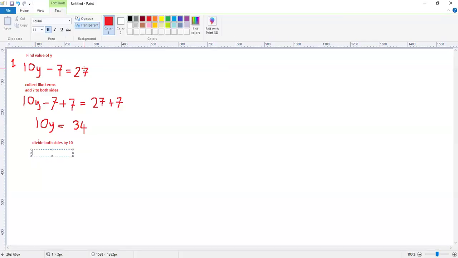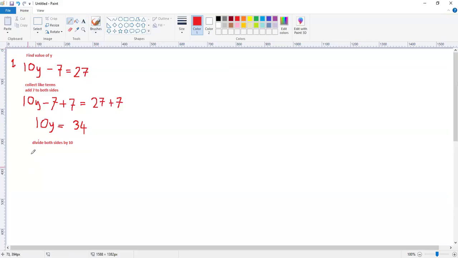Let me switch back to the pencil. So I'm going to have 10y over 10 equals 34 over 10. It's clear what is going to happen. The 10 will cancel itself out, leaving us with just 1y, which is as good as y. Then on the right hand side, we have 34 divided by 10.